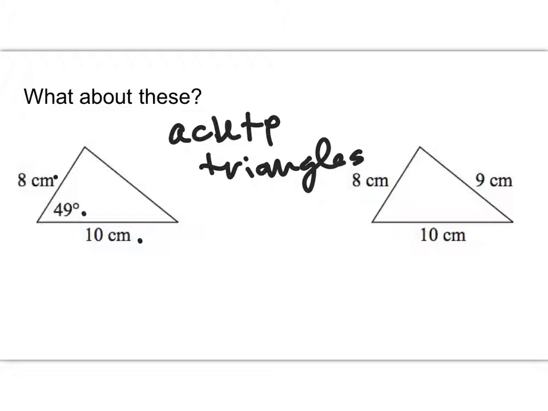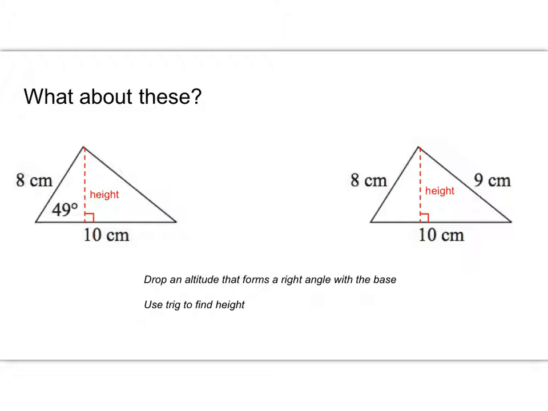So where does the height come from? Is it inside the triangle or outside the triangle? Well, because it's an acute triangle, it's going to come from the inside of the triangle, and it's going to form a right angle with the base.